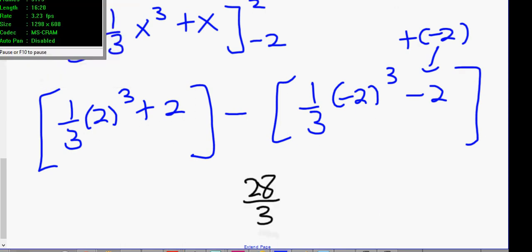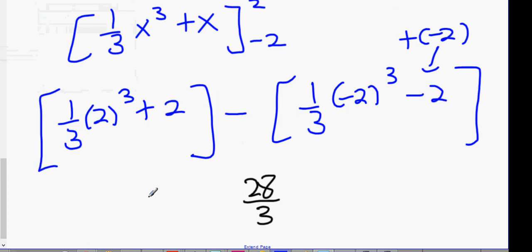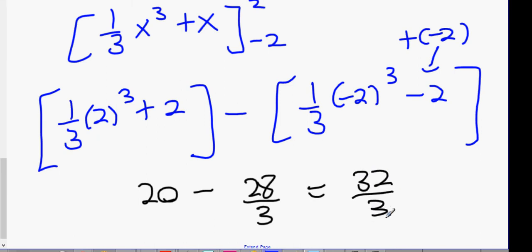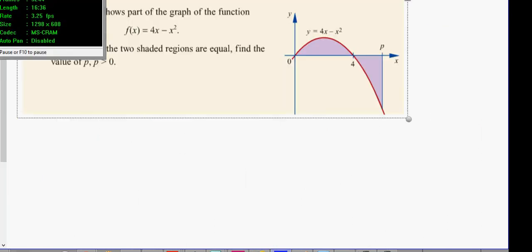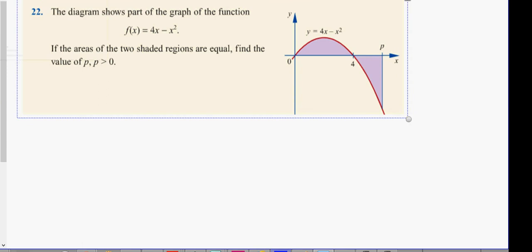Here's 28/3. Now please remember, we got to take this answer away from 20. What happens when we take it away from 20? 32/3. Two completely different methods, same answer. Okay? Yes? Okay. In question 22, the diagram shows how parts of the graph f of x equals 4x minus x squared.